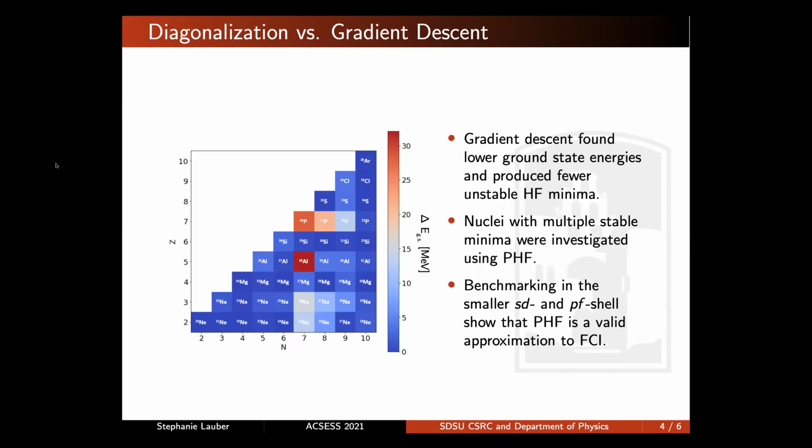One of our codes is just a Hartree-Fock code, and we have two methods to find the Hartree-Fock minima, one being diagonalization, which is more traditionally used, and the other being gradient descent. We first wanted to determine which method was better at reproducing a lower Hartree-Fock state and stable states. So here on the left-hand side, I have plotted a difference between the diagonalization and gradient descent. The important takeaway from this slide is gradient descent does better. It finds lower Hartree-Fock energies, and it finds fewer unstable Hartree-Fock minima. The nuclei with multiple stable minima were investigated using projected Hartree-Fock. And basically the benchmarking in our smaller SD and PF shells shows that projected Hartree-Fock is a valid approximation to the full configuration interaction.